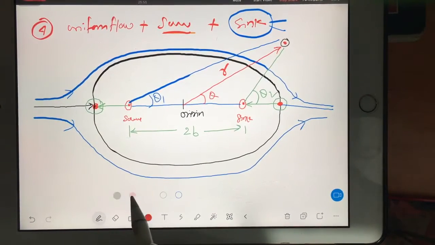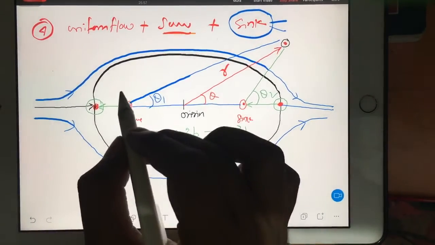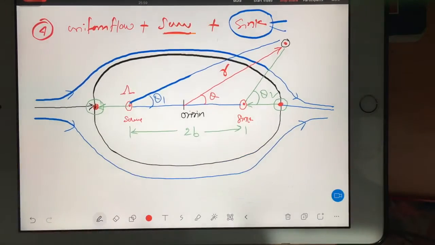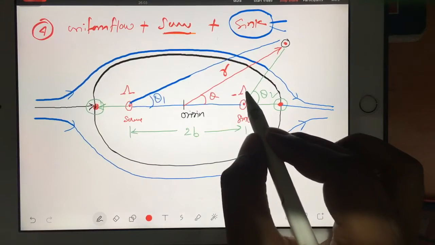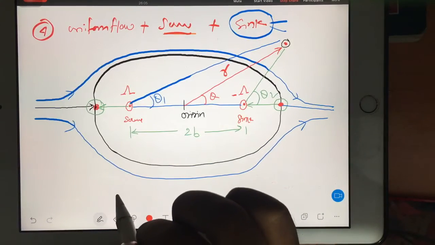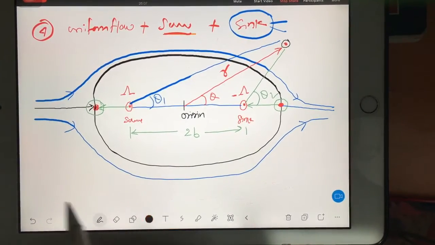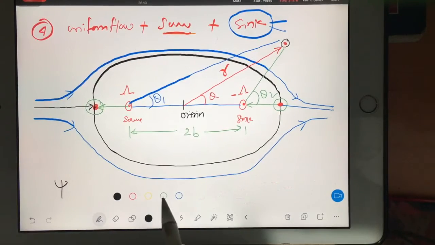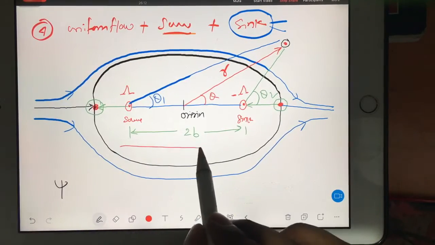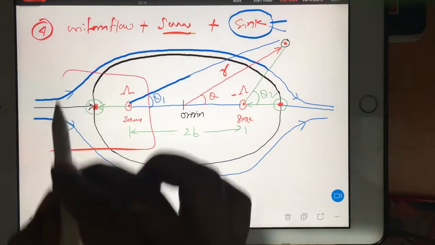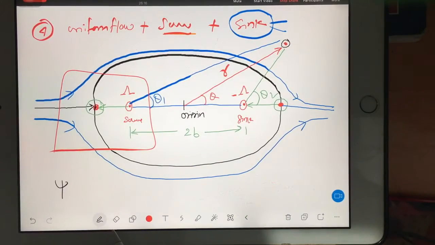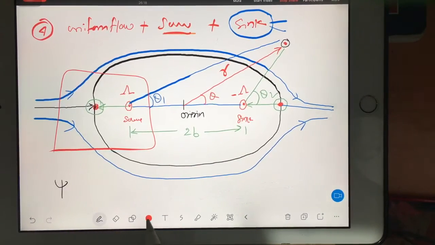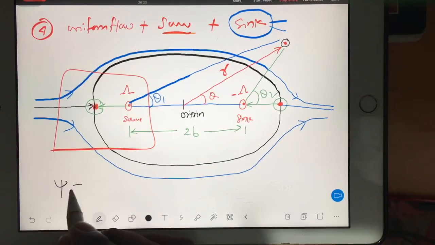And keep in mind, when we have a source, then we will give our strength of source as capital lambda, and when we have a sink, then we put a minus sign and we'll say capital lambda in case of sink. Then we'll write our psi equation. So already you know the psi equation for these two, source and uniform flow, from the previous topic, right? In the previous topic already I have taken. So you recall that equation.